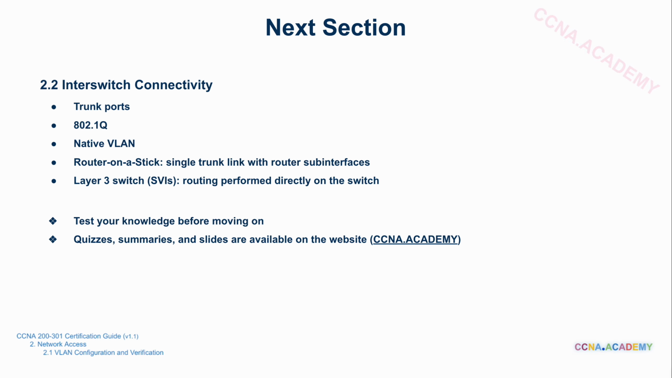Next, we'll move into inter-switch connectivity. This is where we focus on how switches communicate with each other using trunk links. We'll look at 802.1Q tagging, native VLAN behavior, allowed VLAN lists, and common trunk misconfigurations. These topics tie directly into what you've already learned about VLANs and are essential for building scalable, multi-switch networks.